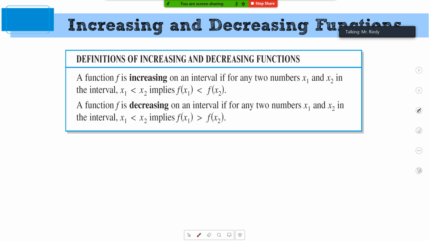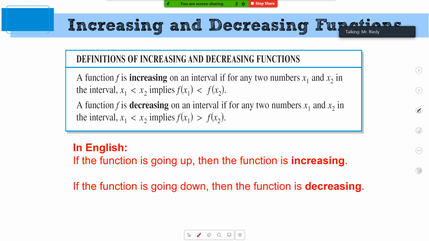This makes no sense whatsoever. However, that might make more sense. If it's going up, it's increasing. If it's going down, it's decreasing. What if it's doing neither? Then that would be a constant.